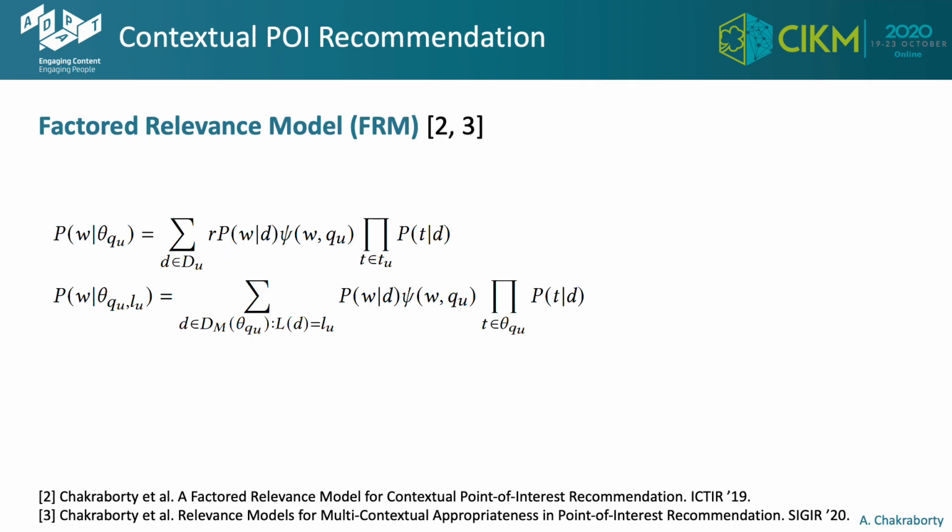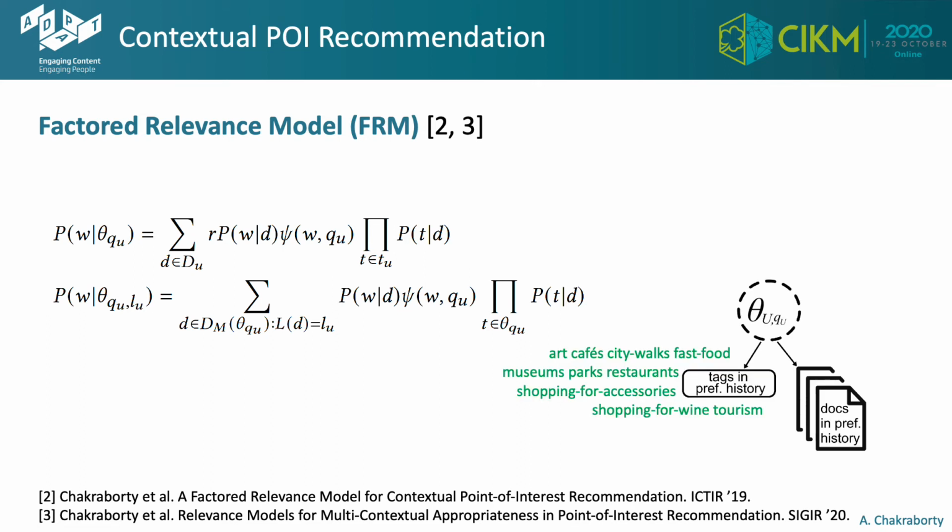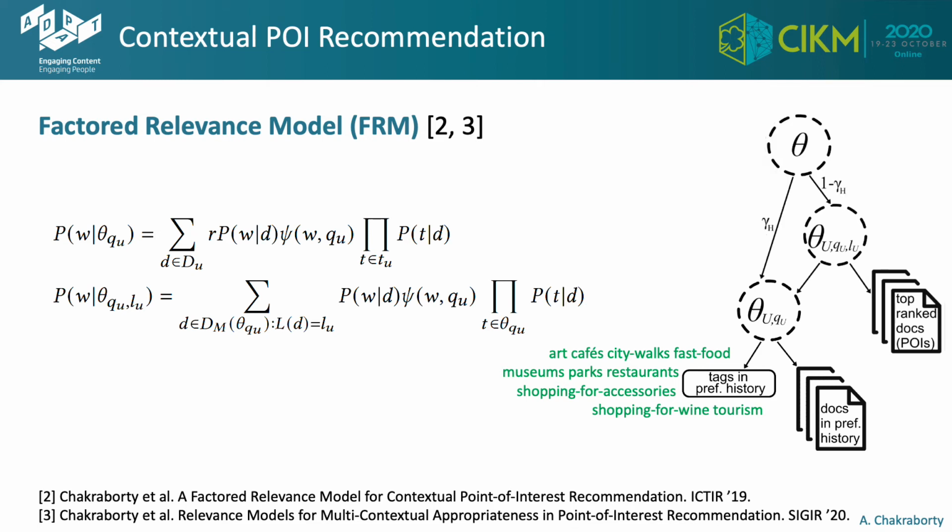A two-step factored relevance model has been shown to be effective for contextual POI recommendation. It estimates a relevance model based on the user's preference history first, then it estimates another relevance model based on both the initial model and the top retrieved POIs in the current context. Finally, these two models are linearly combined. Note that psi-WQ denotes a prior belief on a contextual appropriateness score of a term W with respect to a context term QU, which we will explain next.